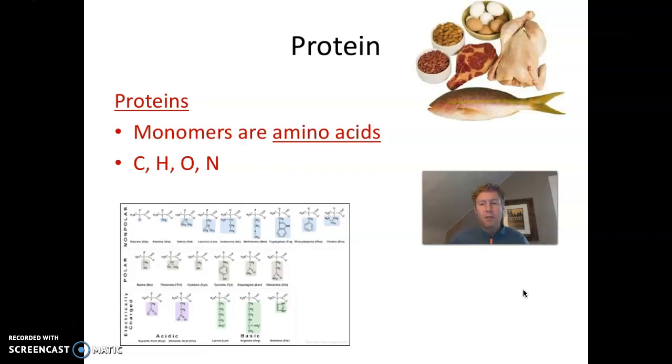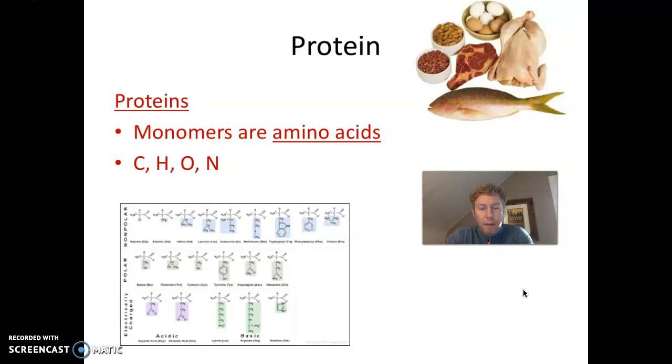The next major macromolecule that makes our structure is proteins. Proteins are used for all sorts of things in our body. We get proteins by eating legumes like beans, or meat, fish, eggs. And the monomers of a protein are called amino acids. The atoms that make up proteins are carbon, hydrogen, oxygen, and nitrogen.